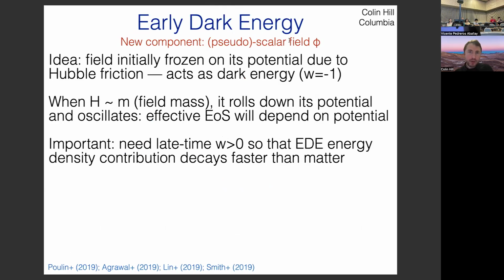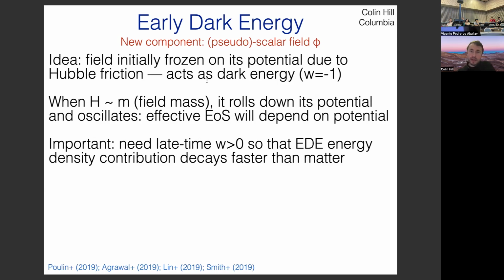So this model, early dark energy, has received some attention in the literature as being a viable way to increase H naught inferred from the primary CMB. So let me just tell you very briefly how it works, and we can talk about this in more detail also later. The basic idea here is that you introduce some new pseudoscalar field into the Lagrangian of the universe. It has a potential that's set up in such a way that it's initially frozen on its potential due to Hubble friction. So the equation of motion looks like a damped harmonic oscillator, and the damping term is due to Hubble friction. It just holds it in place on its potential.